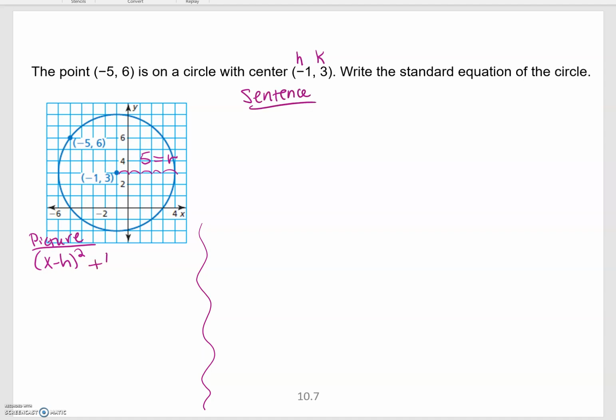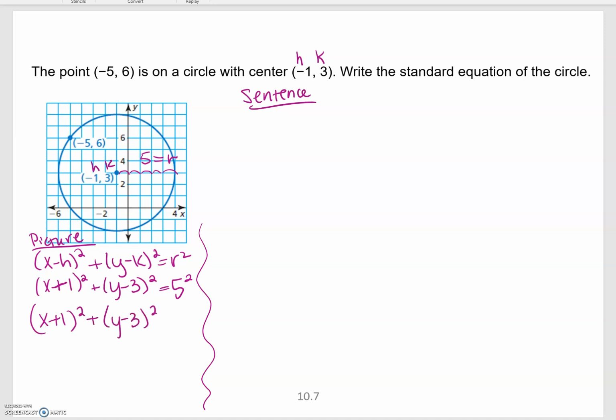So with the picture, I'm following my standard equation of a circle, and I'm going to plug in what I know for my h and k. So I have x minus -1, so it becomes a +1 there, squared, plus y minus 3 squared equals 5 squared. Okay, and I'm just going to simplify that. So I get x plus 1 squared plus y minus 3 squared equals 25.